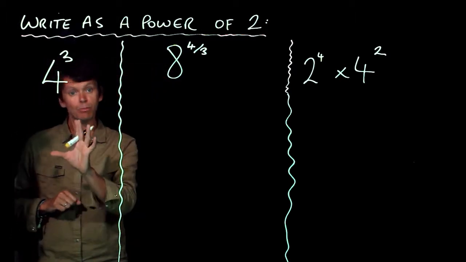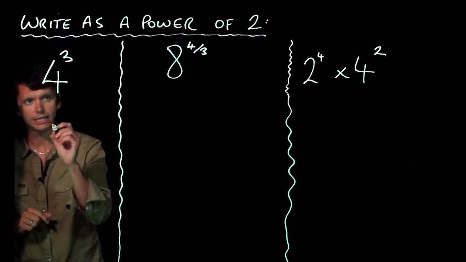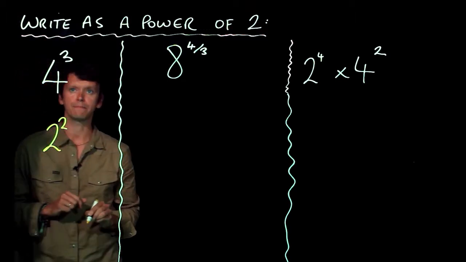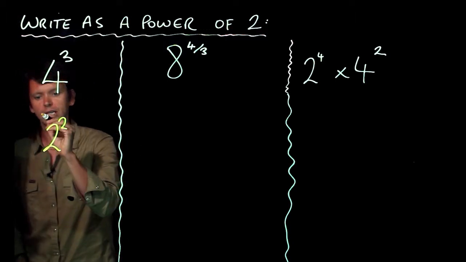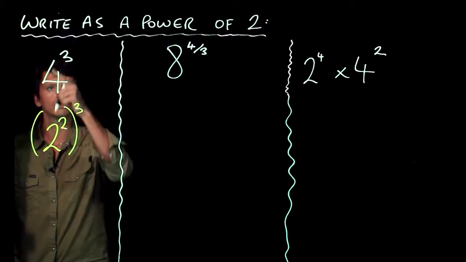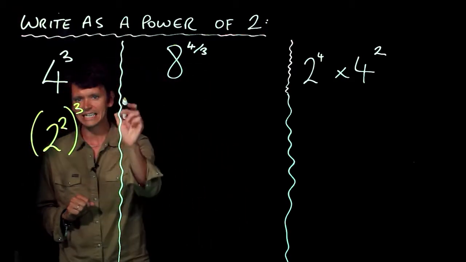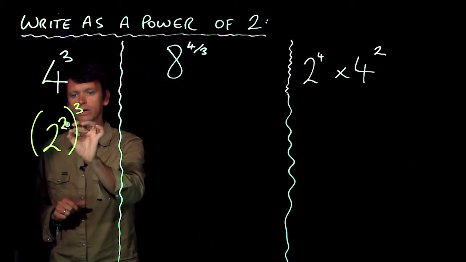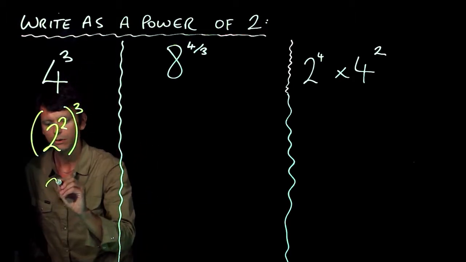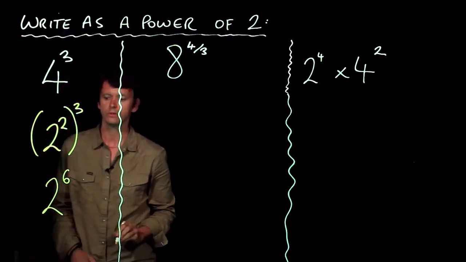If we want to change this to a base number of 2, the thing that we need to recognise is that 4 is the same as 2 squared. So actually what we've got here is 2 squared all to the power of 3. And using one of our rules of indices that we worked out in a previous video, we know therefore that we are going to multiply those powers. So we're going to be left with 2 to the power of 2 times 3, which equals 6.